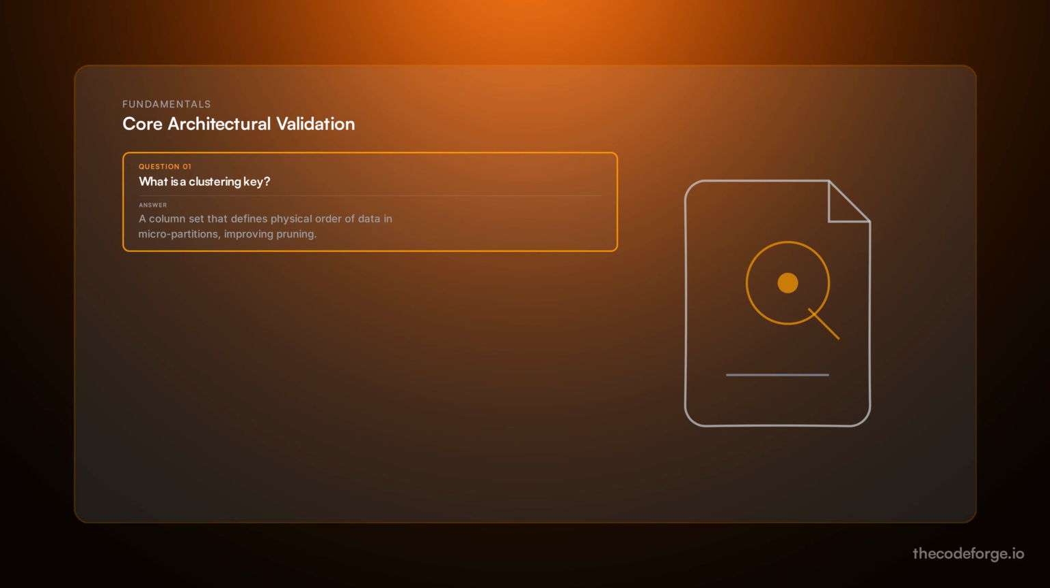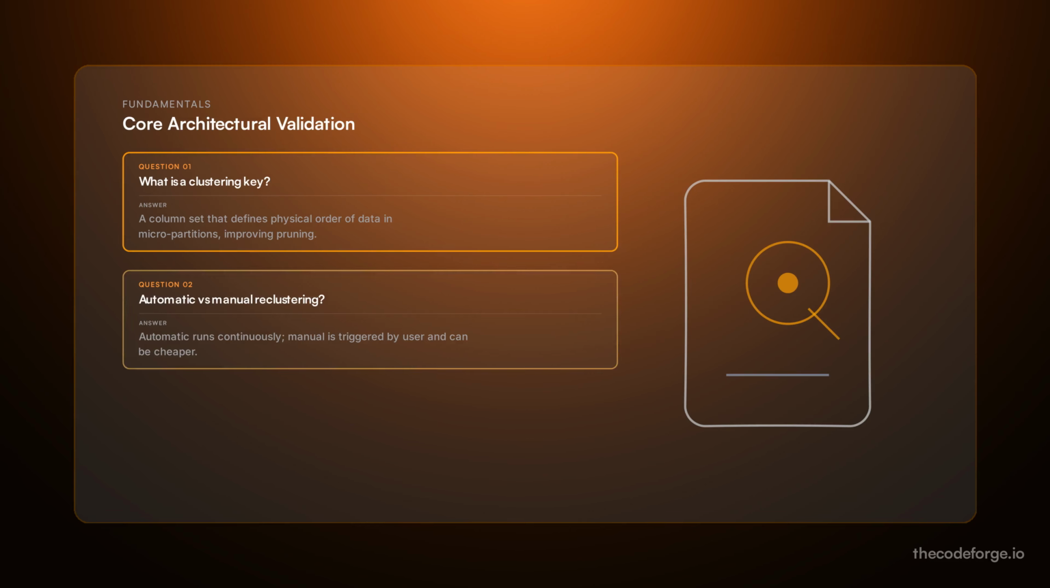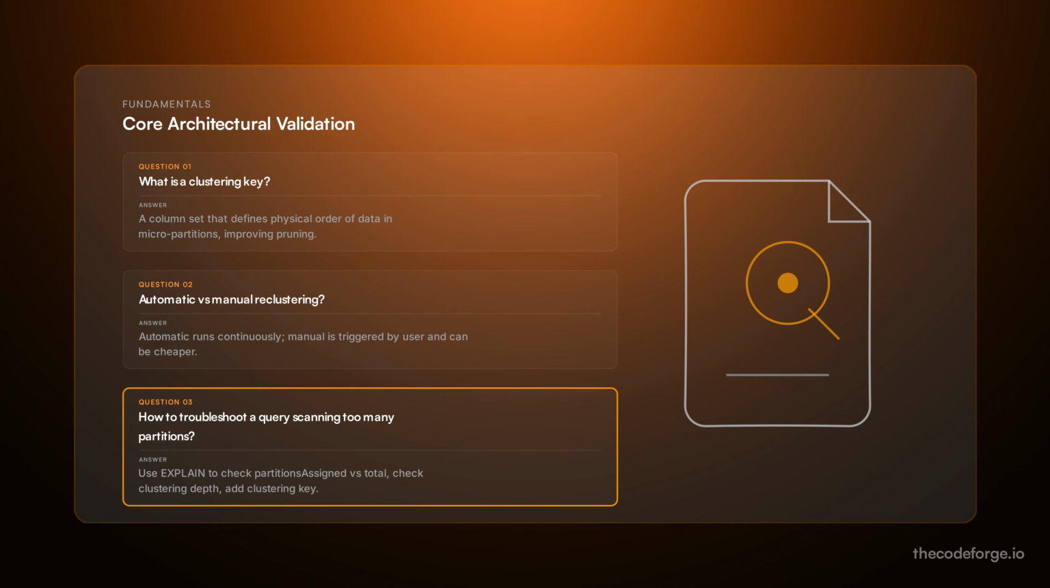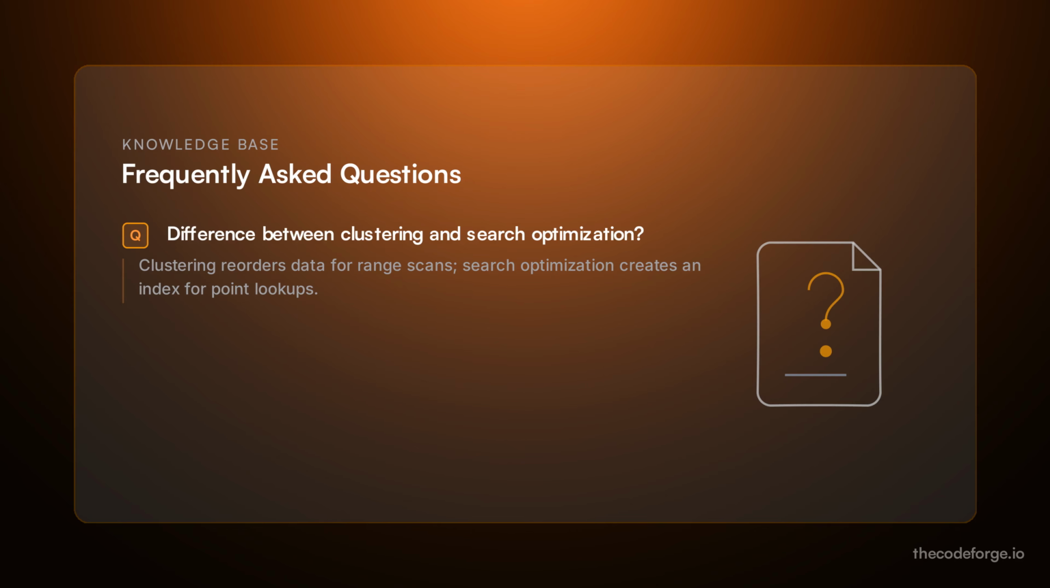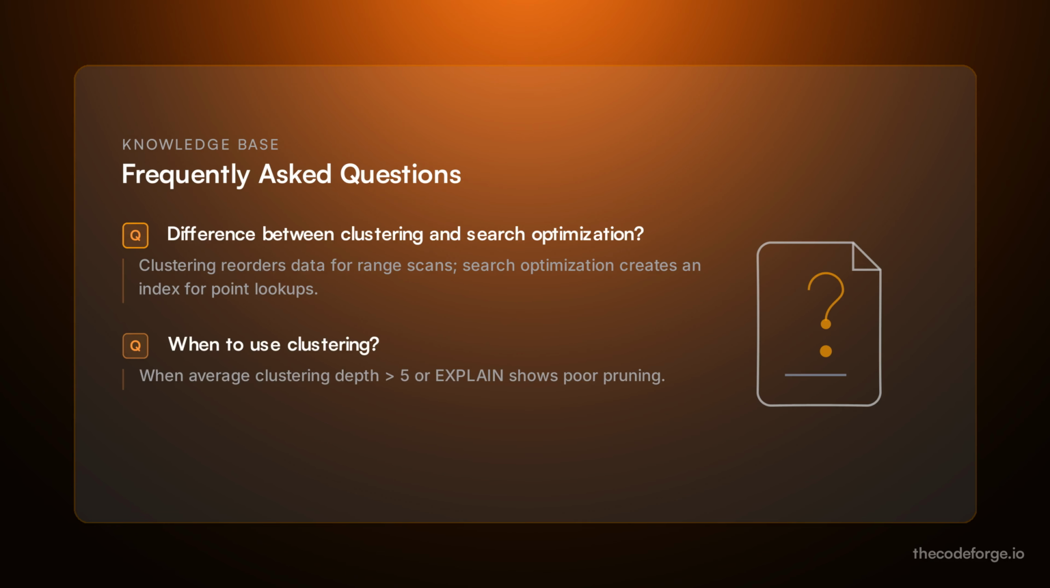Time for interview questions. A clustering key improves partition pruning. Automatic reclustering runs continuously while manual gives control. To troubleshoot, use EXPLAIN and check clustering depth. FAQs demystified. Clustering reorders data for range scans. Search optimization creates an index for point lookups. Use clustering when depth is high or pruning is poor.